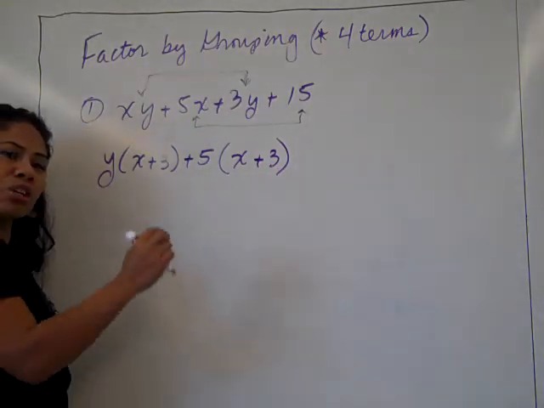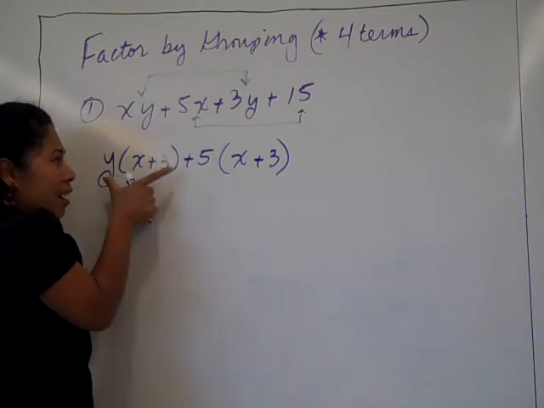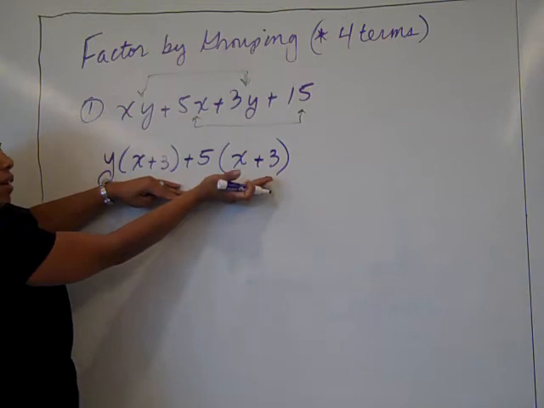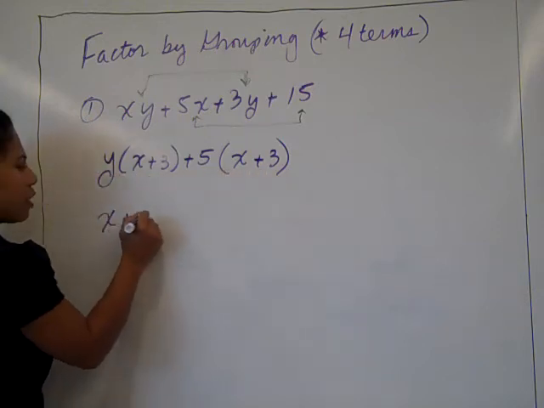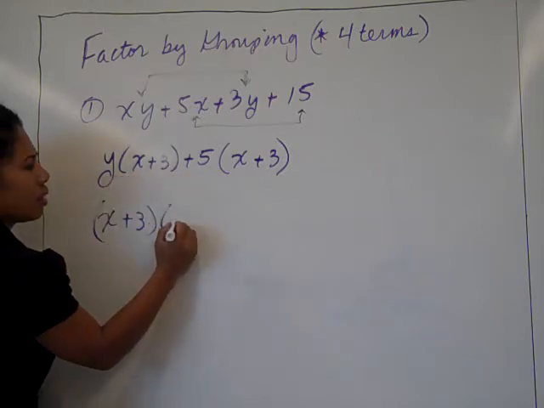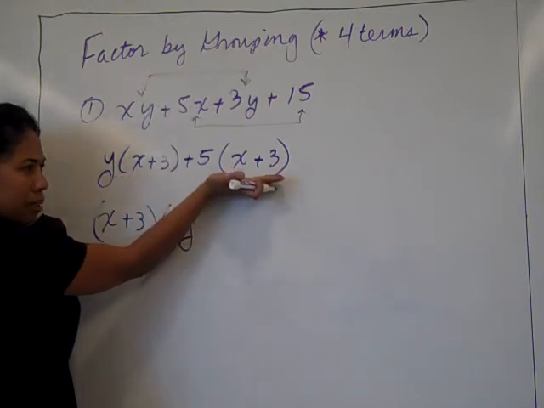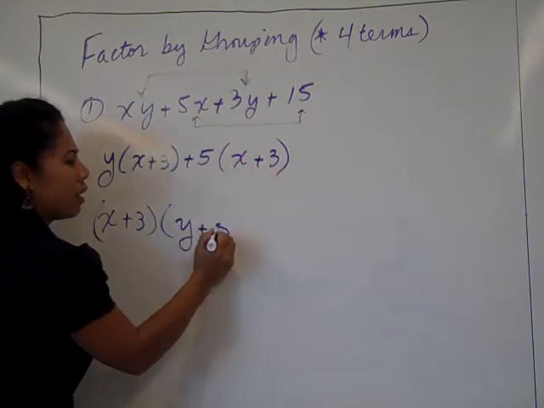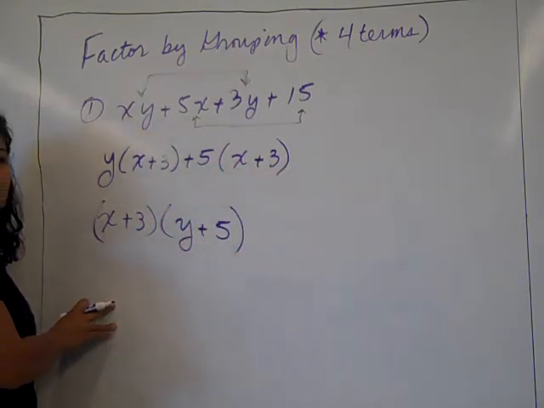Now look at what you have. How many terms do I have here? 2. Look at this and look at that. What is my GCF right there? x plus 3. If I factor x plus 3 out of this term, what do I have left? y plus 5. If I factor x plus 3 out of here, what do I have left? 5. Am I completely factored?